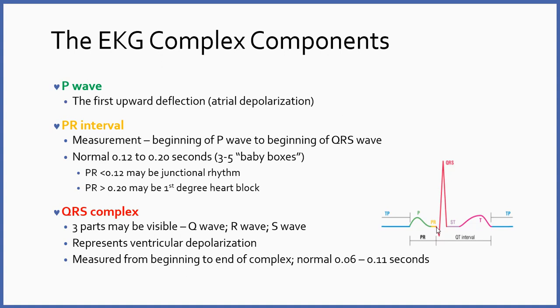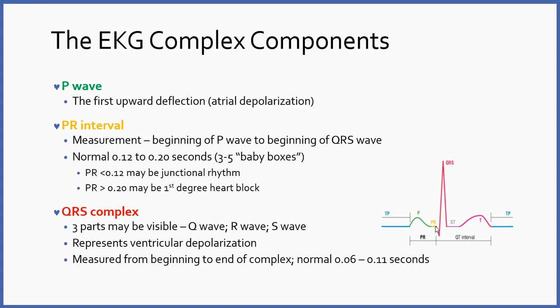And the flip side is that if the PR interval is long, greater than 0.20 seconds, then it might be one of the heart blocks. We have first degree, second degree, and third degree heart blocks. And first degree heart block basically looks like a sinus rhythm with a lengthened PR interval. We'll talk about those later in class and in ACLS. All right, so we do our PR measurement, beginning of the P wave to the beginning of the QRS. And I'm going to show you how to do this on a strip in just a second.